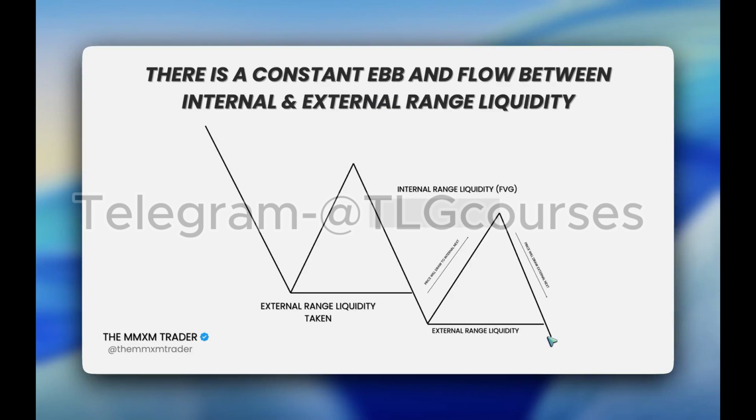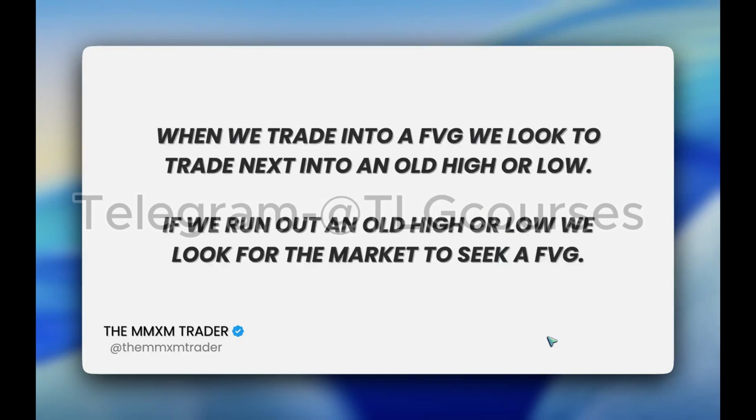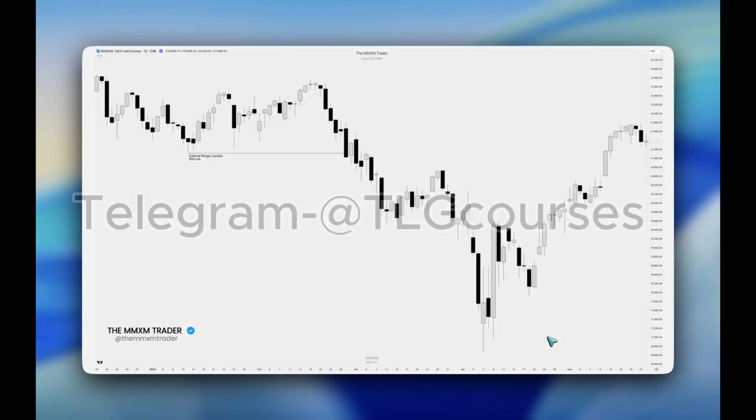And this is extremely important in deriving a higher time frame bias as well. This is one of the building blocks to building a bias, okay? The market only does two things. It's either seeking to rebalance an imbalance, some kind of imbalance that can include volume imbalances and new week opening and day gaps, or it's running liquidity at old highs and lows. When we trade into a fair value gap, we then next look for an old high or low, so internal to external. If we run out an old high or low, we then look to seek a fair value gap. So it would be external to internal range liquidity, okay?